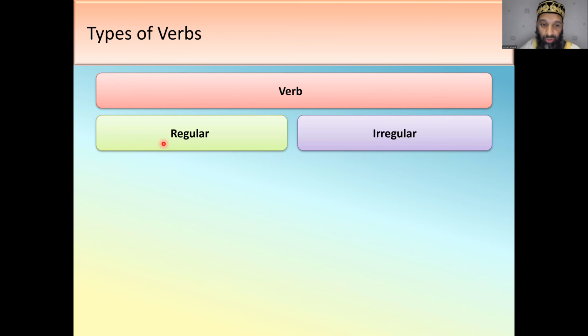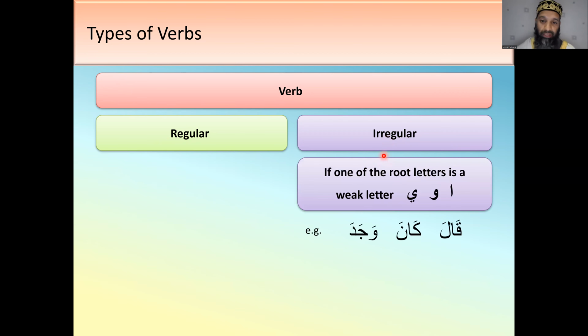There are verbs known as regular verbs, and another set of verbs known as irregular verbs, also called weak verbs or hollow verbs. Choose whichever one you like. The book called them irregular, so I'm going to just stay with irregular. So this is the definition of an irregular verb. I'll tell you what that means after, inshallah.